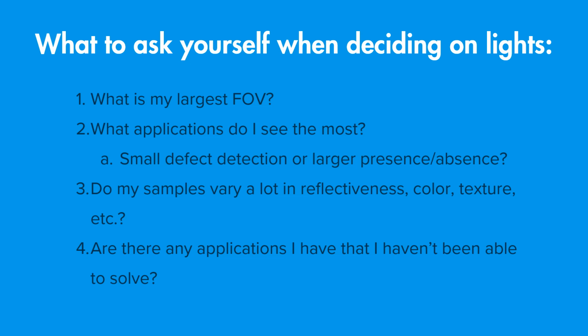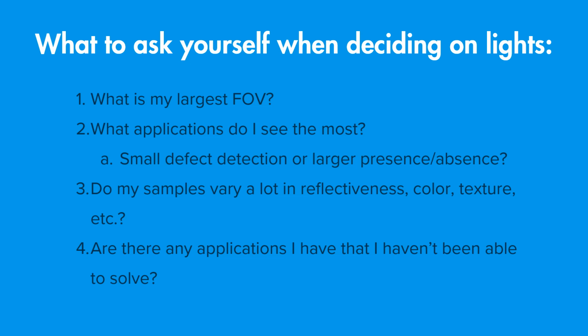The second question is, what applications do I see the most? We've talked about this a lot. If it's small defect detection, get precision lights. If not, get floodlights. Do your samples vary a lot in terms of reflectiveness, color, texture, stuff like that? If they do, then you need a large variety of lights. If the samples are pretty consistent, then you can pick the few lights that are really good for, for example, highly reflective samples, and you can get more of those. You don't have to focus on a dome light as much, something like that.